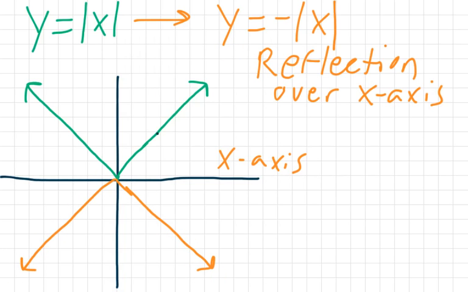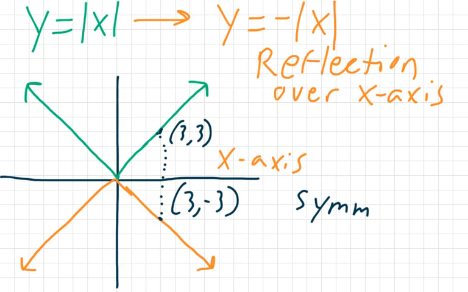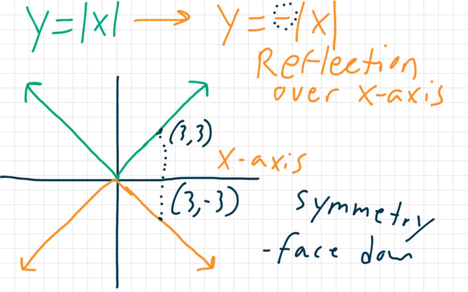Like here's the point right here. That's the point 3, 3. Well, this point is the point 3, negative 3. So you kind of see that translation right there. It's symmetrical, right? It's a reflection. So you have some symmetry going on here. And that's what this negative sign here does. You see a negative in front of the absolute value sign, that's going to make it go face down instead of facing up, like this green one does. This green one faces up, the orange one faces down.